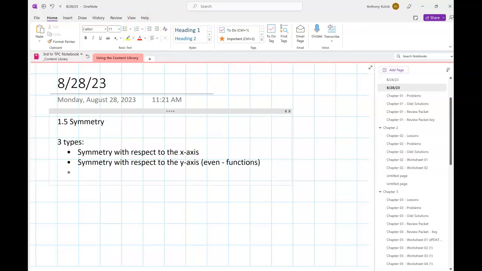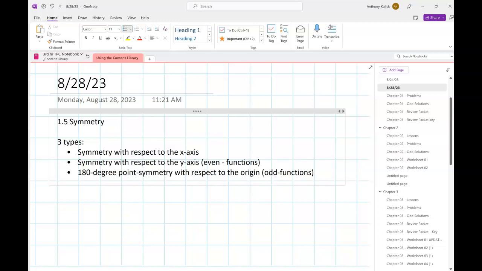And then the third is 180-degree point symmetry with respect to the origin. We call functions with that particular symmetry odd functions. So those are the three types.